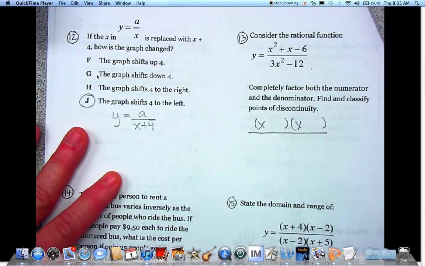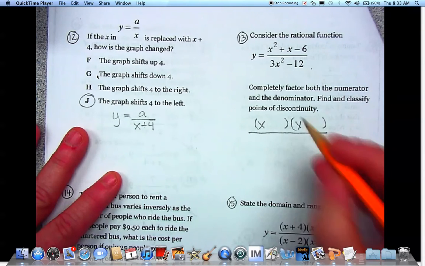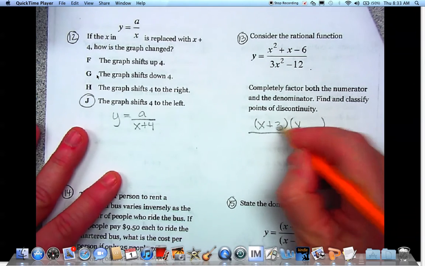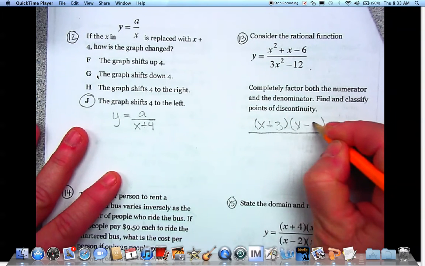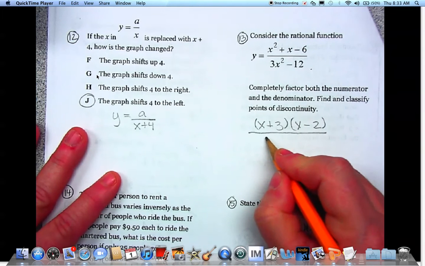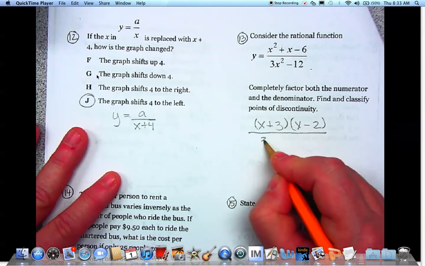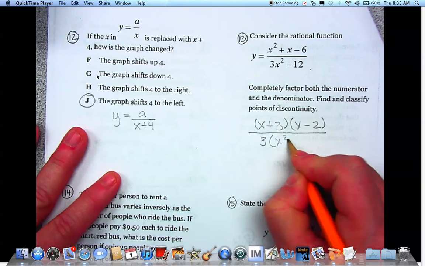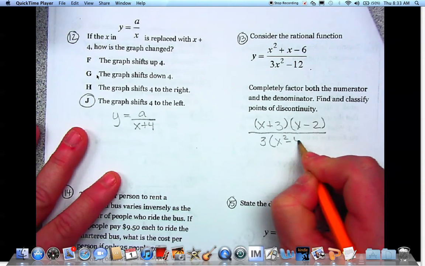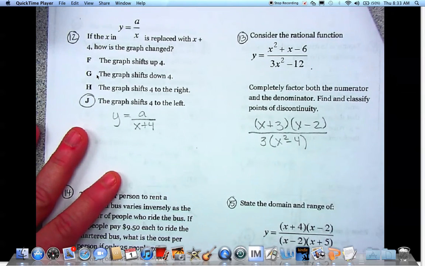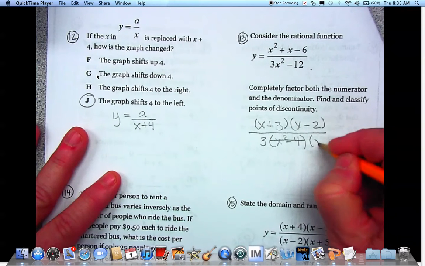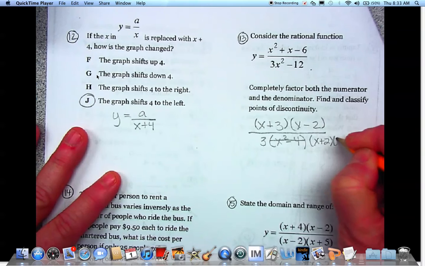What do you multiply to get 6? x + 3, x - 2. Okay. Is that x minus what? 2. Okay. How about the bottom? You can factor out a 3. You get x squared minus 4. Now, can we factor x squared minus 4? Yes. That would factor into (x + 2)(x - 2).